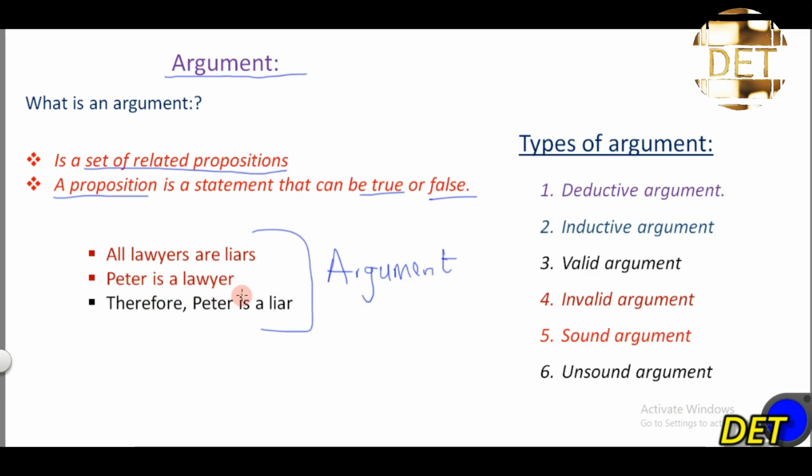Peter is a lawyer. It's a statement. It can be true or false. Therefore, Peter is a liar. It's a statement. It can be true or false. So when we have sets of related propositions, that set of related propositions is what is referred to as an argument. And we looked at the types of arguments that we have: the deductive, inductive, valid, invalid, sound, and unsound arguments. And we gave examples of each of them.